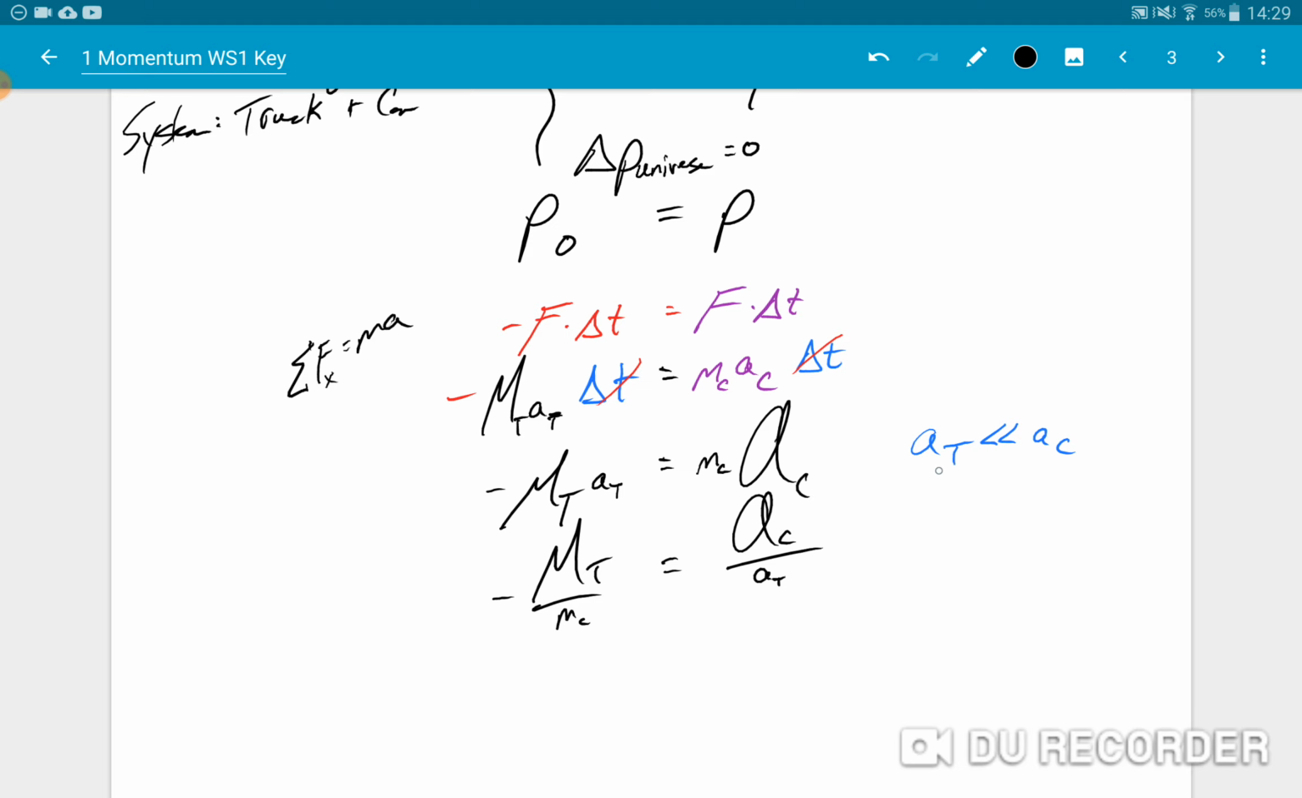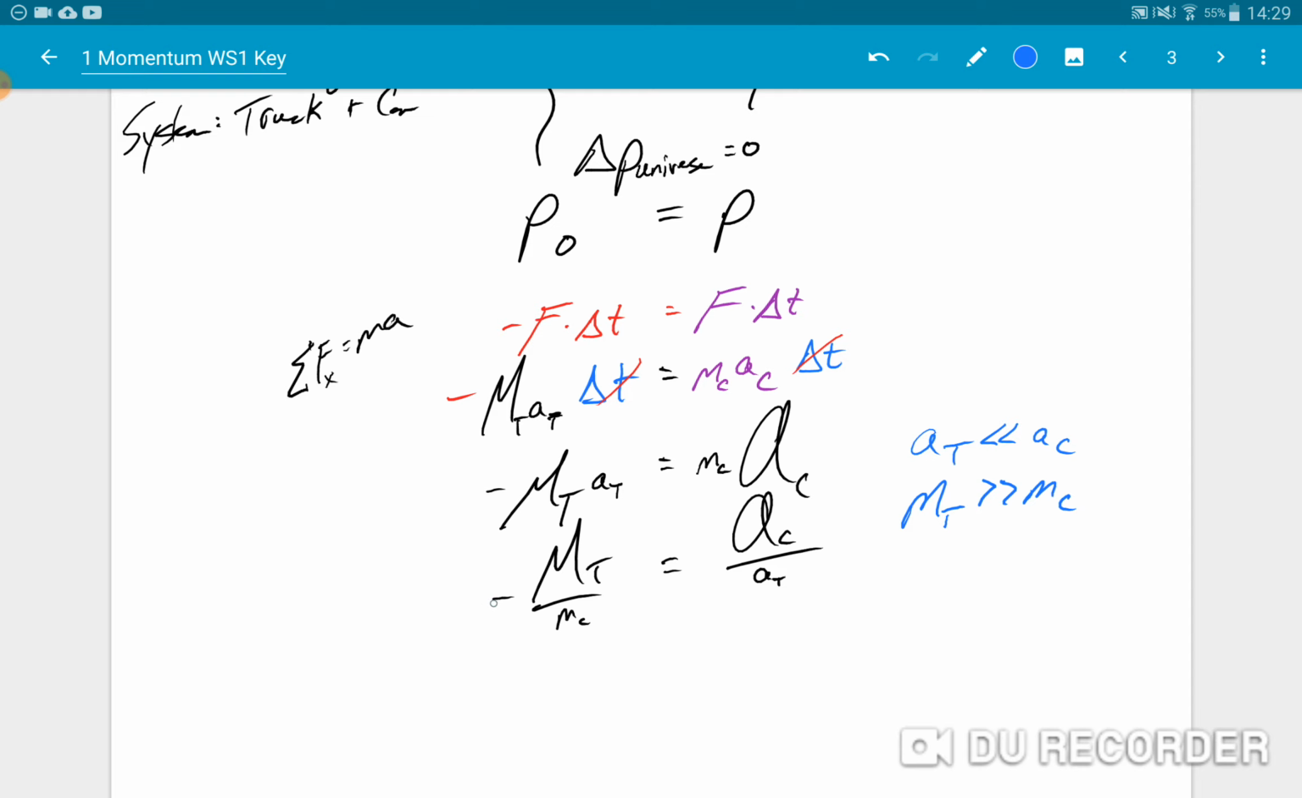Okay, so now we know that this blue statement over here is true, that the acceleration of the truck is much, much less than the acceleration of the car, and that's true if the mass of the truck is much, much greater than the mass of the car. Okay, cool. So it's just looking at this ratio here.